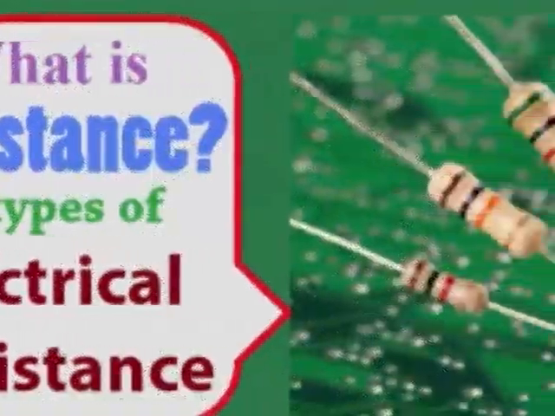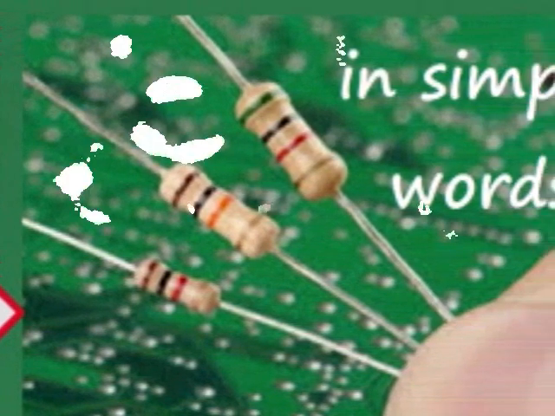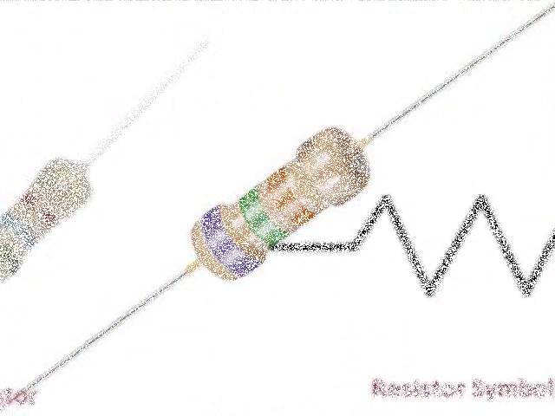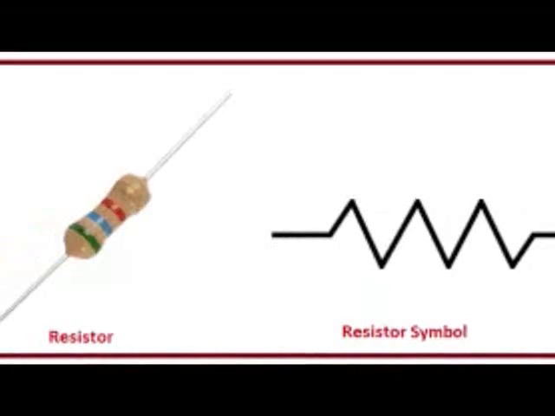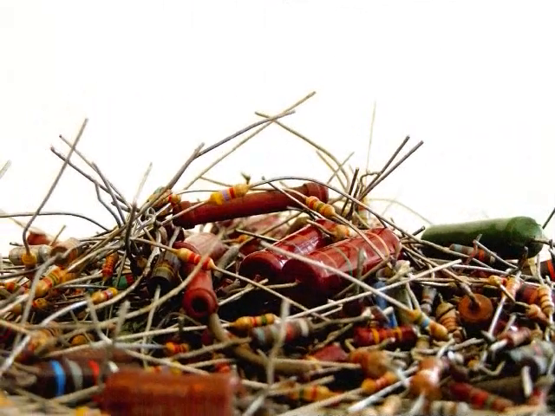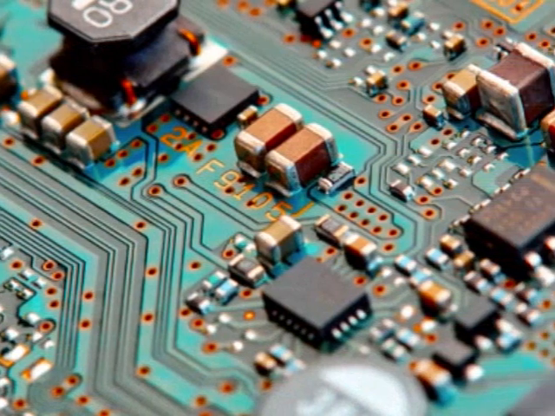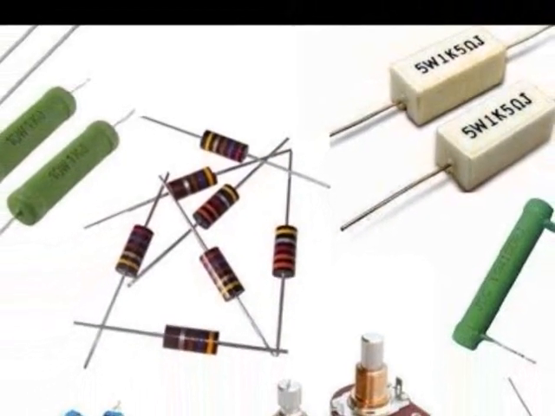What is resistance? And types of electrical resistance, in simple words. Resistors are one of the most important and basic electronic components and play an important role in electronic circuits. These parts have different types, from very small resistors or chip resistors to resistors wrapped around a non-conductive core.